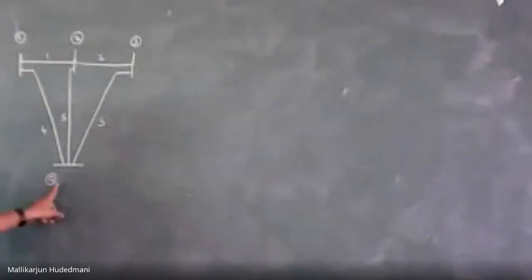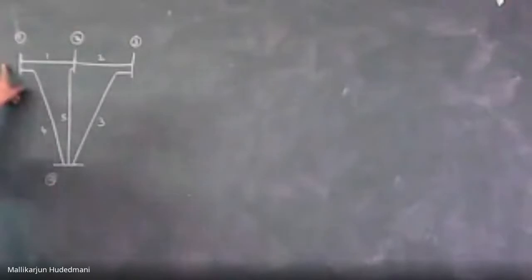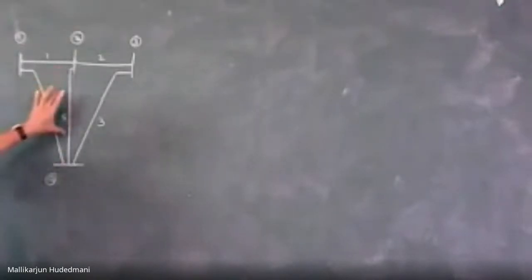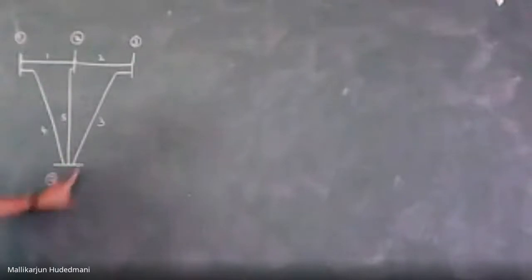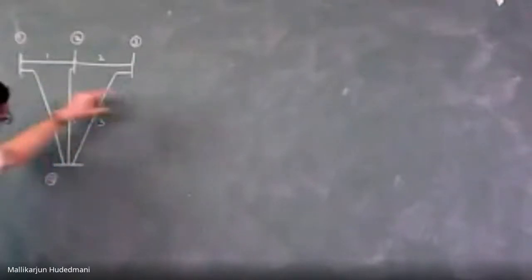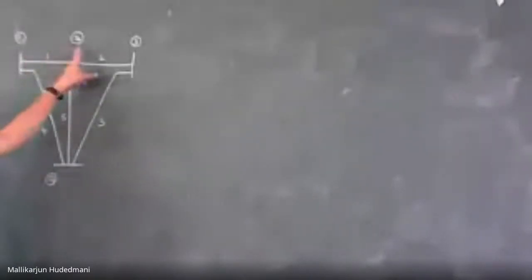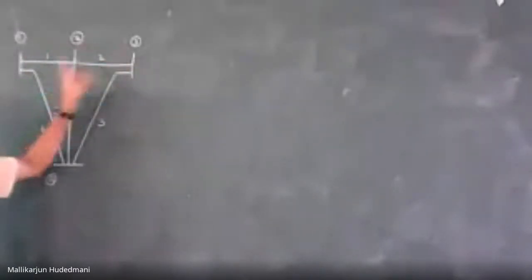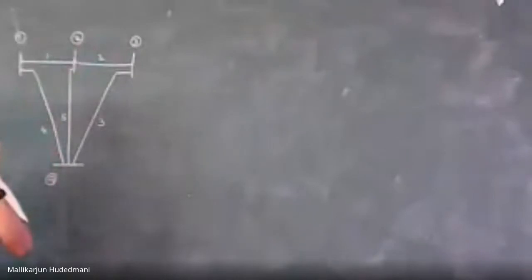So this is the reference. Between the reference and bus 1, I have a transmission element. Between the reference and bus 2, I have a transmission line. Between the reference and bus 3, I have a transmission line. Between bus 1 and 2, I have a transmission line. Between bus 2 and 3, I have a transmission line. This is one rough sketch. It need not be a realistic problem. It can be a problem to understand connectivity and the incidence of elements with a bus.